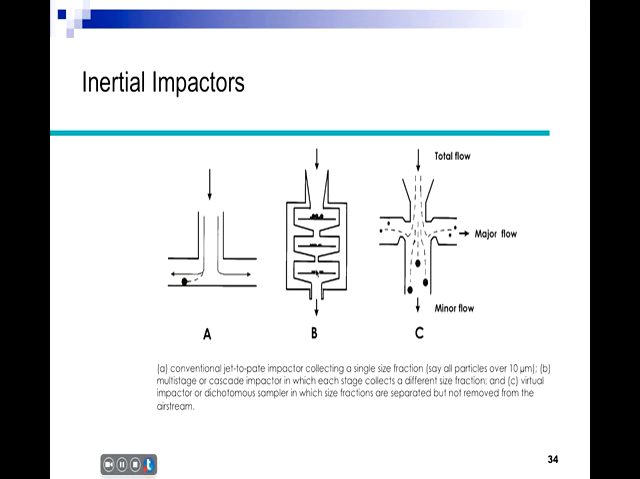And why this is useful is that you can have a polydispersed cloud of aerosols, and using this technique you can determine how many of the aerosols in that cloud are 10 microns or greater, how many are 5 microns or greater, how many are 1 micron, etc., depending upon what sizes the cascade impactor is designed to collect.